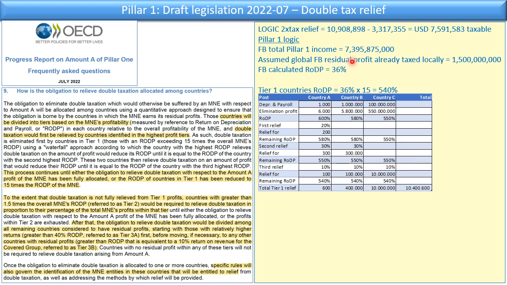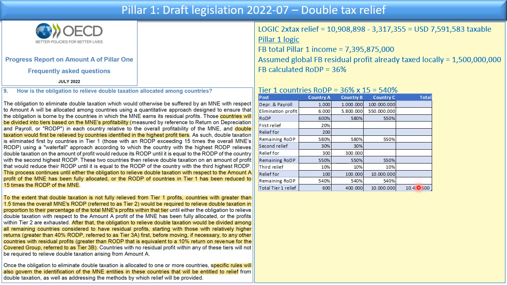And they all need to come down to this 540%, so they all need to give another 10% relief, which means that country A gives a relief for 100, country B for 100,000, and country C for 10 million. So the total relief now for country A is the 100 plus the 300 plus the 200, which is 600. For country B, it is 400,000. For country C, it is 10 million.